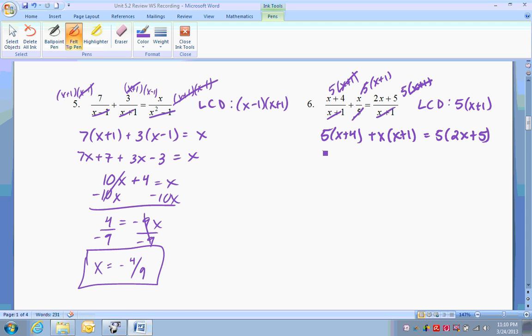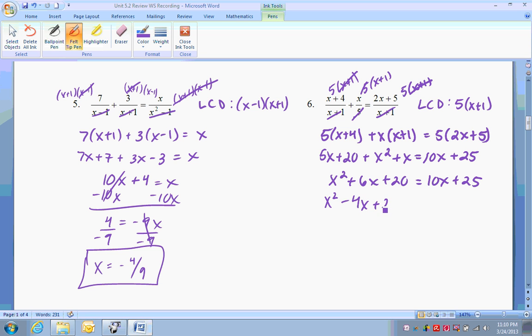I distribute my 5 to get rid of the parentheses, and that's 5x plus 20. Distribute the x, and you get x squared plus x. Distribute the 5 here, and you get 10x plus 25. Now I'm going to go ahead and combine like terms and get all of my variables on one side, so you end up with x squared plus 6x plus 20 on the left-hand side, and there's nothing to combine on the right-hand side. So I bring over the 10x, and you end up with x squared minus 4x plus 20 equals 25. Now I'm going to bring over the 25, and you get x squared minus 4x minus 5 equals 0.